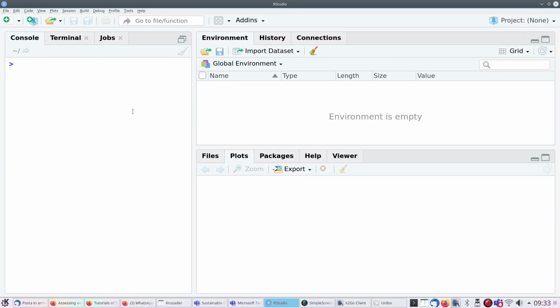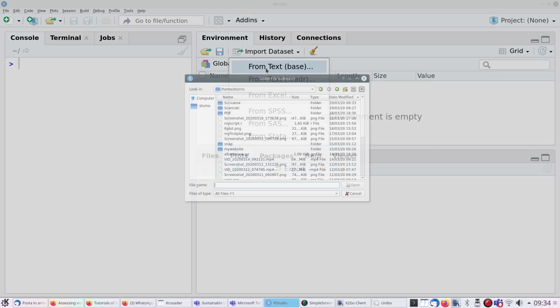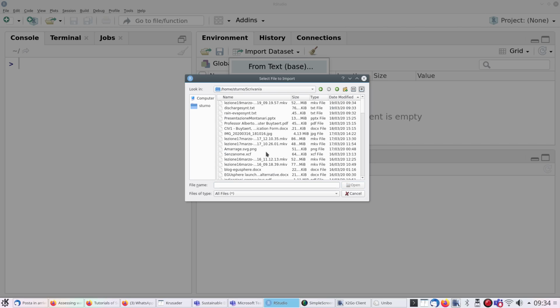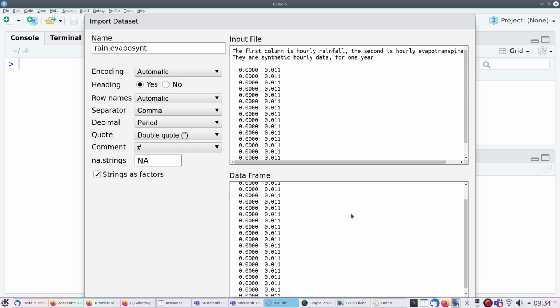And now we have to upload the data. So import data set, I am clicking on the window in the upper central part of the screen. You click on import data set and I take it from text. And now I go to select my rainevaposynth. Okay, now we need to remove the heading. So heading yes.